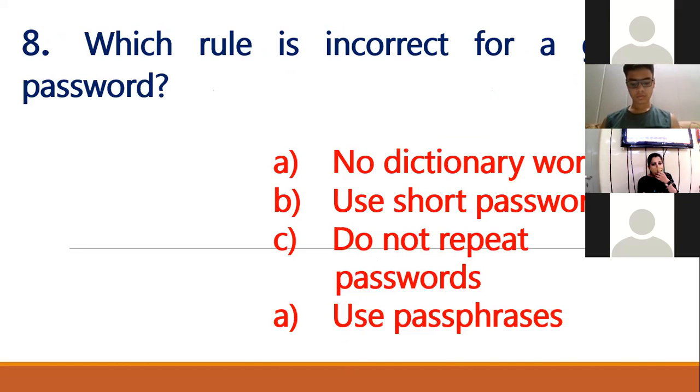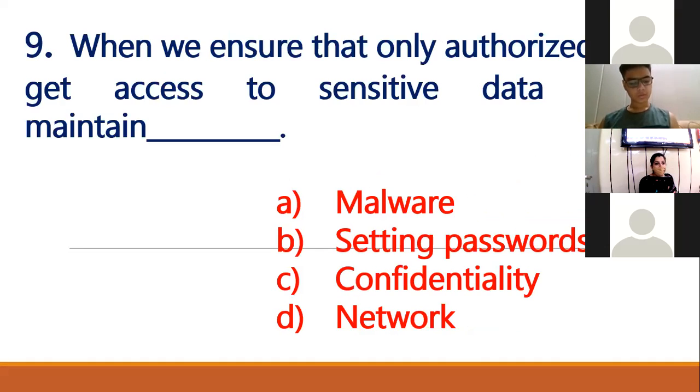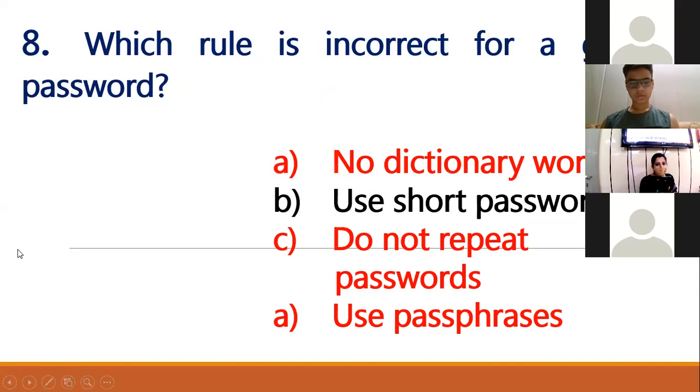How many are for B? Only you are for the option. Ma'am, I am D. You are saying use pass phrases. Yes. Incorrect rule. Which statement among these is incorrect? Use short password. So we do not have to make the password smaller, right? So that is use short password. The reason is clear. Clear now, the answer? Do not repeat passwords on different websites.